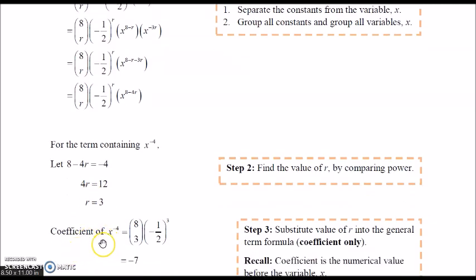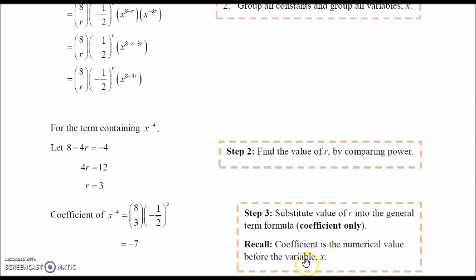Okay, so in order for me to find the coefficient, remember coefficient, it is actually the value before the variable x. So I don't need to consider this part over here. I'll just need to consider this part here because this will then be the coefficient of my x to the power of negative 4 term. So I'll substitute my r to be 3 in. Okay, so I've got 8 choose 3. Okay, negative half being cubed. Okay, so with your calculator, you'll then be able to find the coefficient of the x to the power of negative 4 to be negative 7.